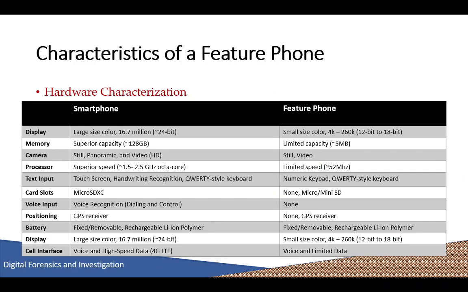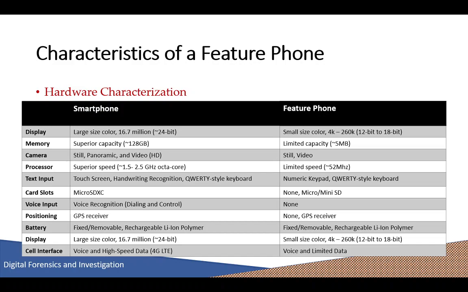The characteristics of the feature phone can be described by comparing its hardware and software configuration with a smartphone. So this will help us to understand and give us a more complete understanding of the feature phone. Along with these hardware differences, as you can see, the display, memory, camera, processors, text input methodology, card slots, positioning, batteries, display, and cell interface.